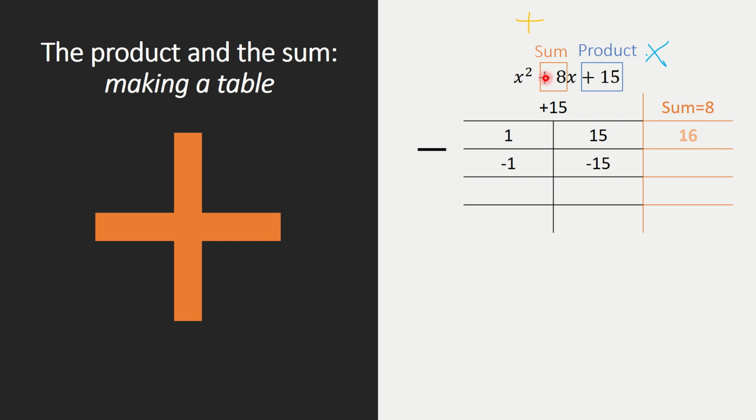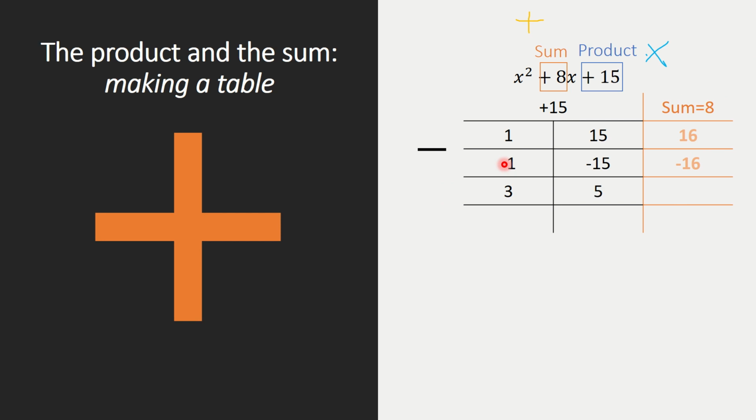Then another one, minus 1 times minus 15. Remember, minus times minus equals plus, so that's plus 15. But if we're going to add it, it becomes minus 16. That's not 8, so this is not what we're searching for.